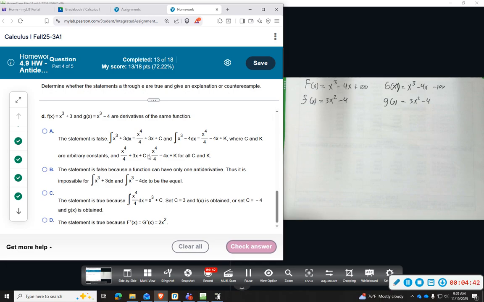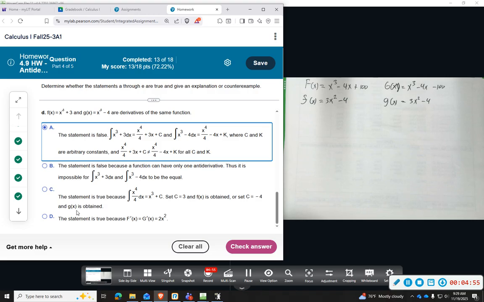That looks good. You can say C and K are two functions, and these are not equal. That would be good. The statement is false. You can only have one antiderivative? That's not necessarily the case. There are many antiderivatives depending on the value of C. A looks the best.